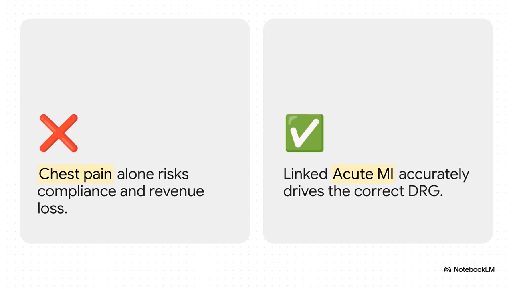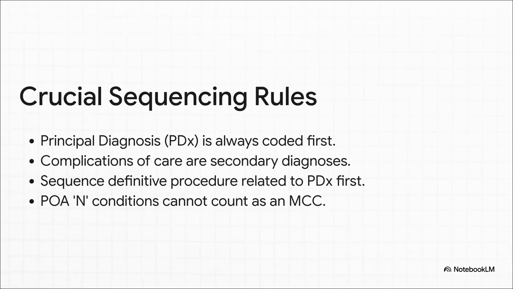But look at the good documentation. It spells out a principal diagnosis of acute anterior wall MI, a specifically linked procedure like a PCI to the LAD, and all secondary diagnoses. Precise, linked clinical terminology is everything. So, the crucial point is that these inflexible sequencing rules dictate what the grouper engine spits out.